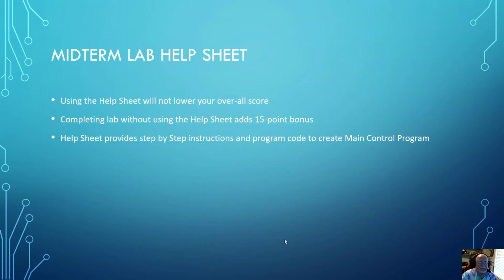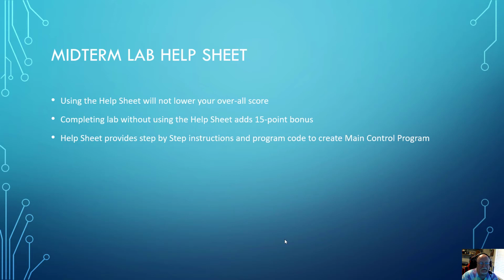So, the midterm lab help sheet. Using the help sheet will not lower your overall score, but completing the lab without using the help sheet will add a 15-point bonus. So, if you know how to do it and you feel confident and you can get done in the 45-minute time limit and get full credit on the rubric for completing the lab, then there you go. You can do it without the help sheet. But if you ask for the help sheet, then you won't get the 15-point bonus.